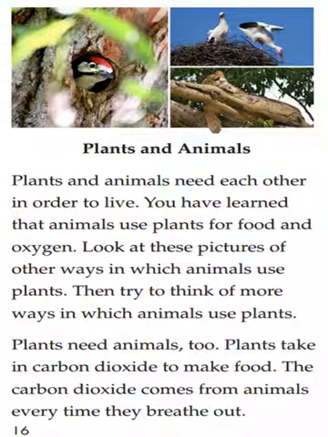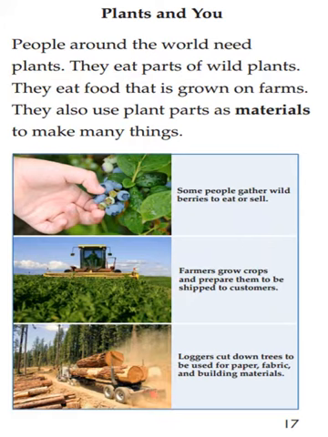Plants and animals need each other in order to live. You have learned that animals use plants for food and oxygen. Look at these pictures of other ways in which animals use plants. Then try to think of more ways in which animals use plants. Plants need animals too. Plants take in carbon dioxide to make food. The carbon dioxide comes from animals every time they breathe out.